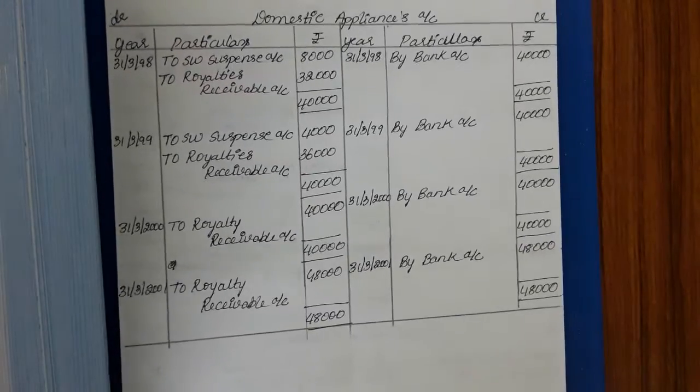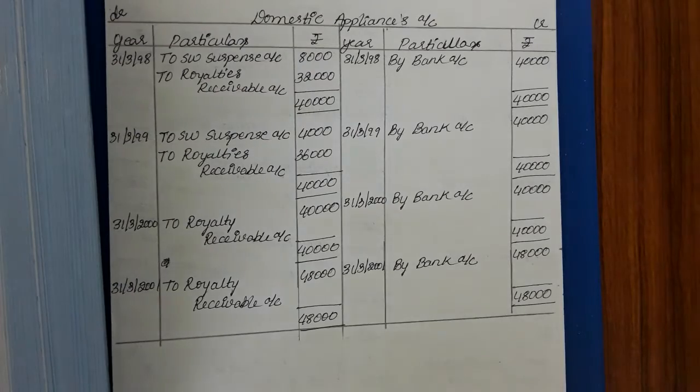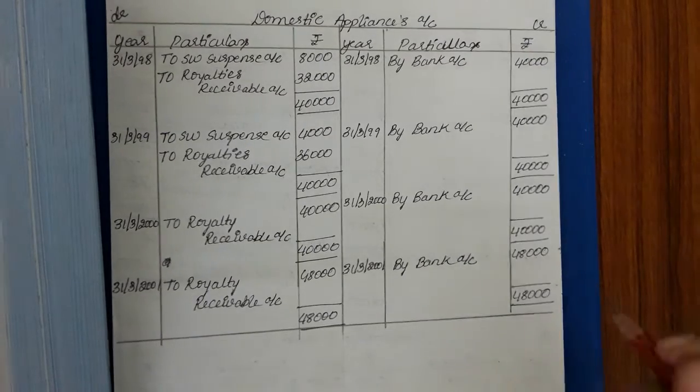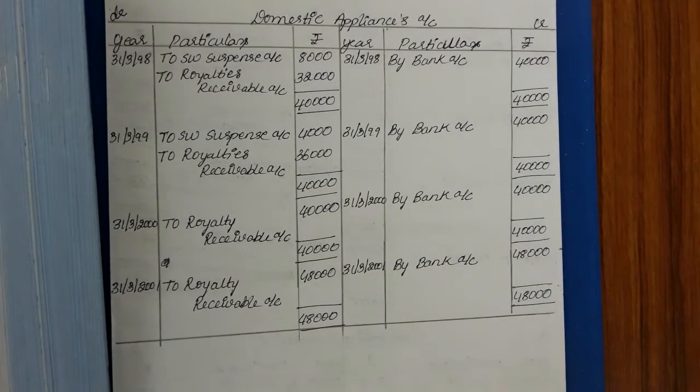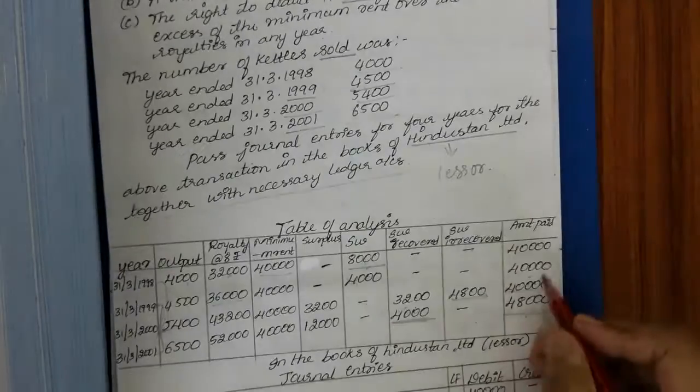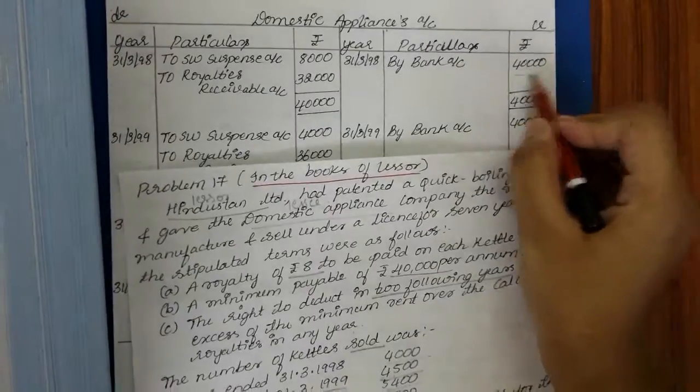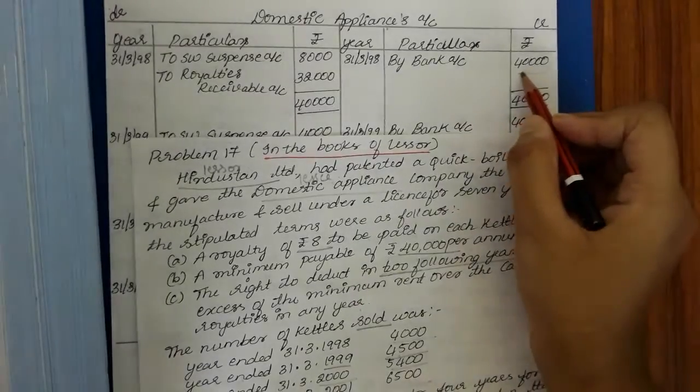So next you will be preparing the domestic appliance account, which you can take as the lessee's account. That is the lessee to whom Hindustan Limited has given the patent rights of the kettle. In this account, what is the entry you will be writing? First you will be crediting by bank account, whatever money you have received, 40,000 rupees.